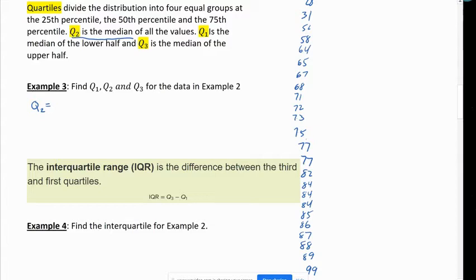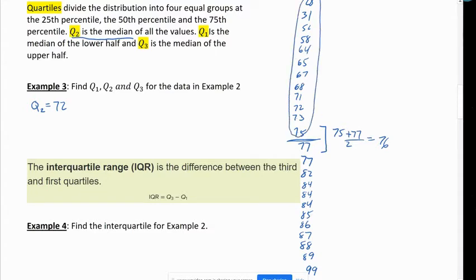So there's 12, and so there's the middle right there. And so to find the middle, we would just average 75 and 77. So that is 76. And so our Q2 is 76. And now Q1 is going to be the middle of this lower half.